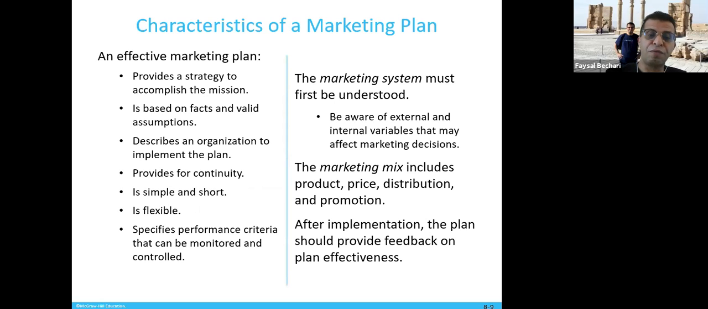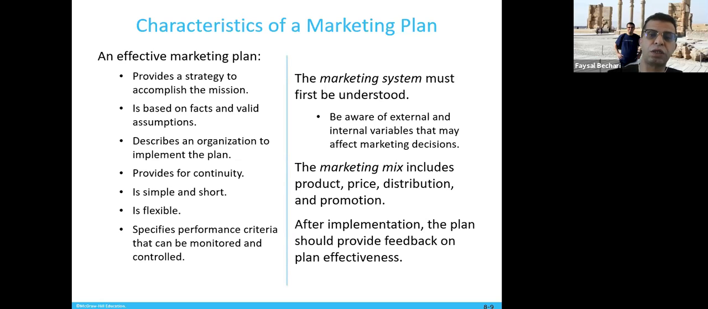An effective marketing plan should provide a strategy to accomplish the mission, as we said in the slide before. It is based on fact and valid assumptions. It describes an organization to implement the plan, how they will be implementing the marketing plan, and provides for continuity. So there is a what-if analysis, and it has to be simple and short.